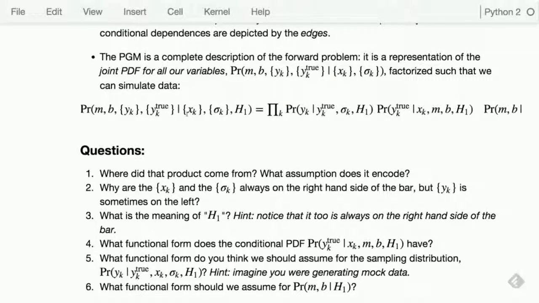Where did the product in this factorization come from? What assumption does it encode? Real quick, I already told you this. What assumption is being encoded by the product, Rutger? It is the identical. Right, that the data are independently and identically distributed.